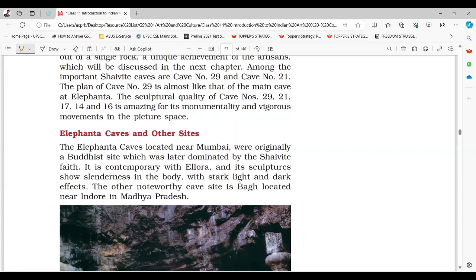Elephanta caves and other sites. The Elephanta caves located near Mumbai were originally a Buddhist site which was later dominated by the Shaivite faith.